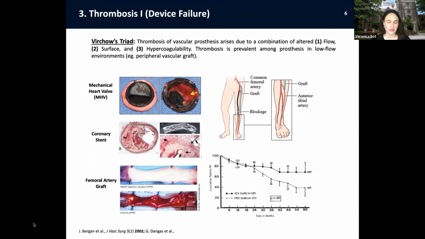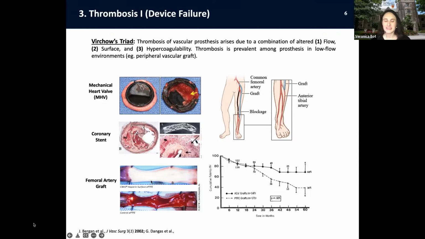Thrombosis of vascular prosthesis is an ongoing issue in clinical practice. It not only undermines device function, but also introduces risk to the patient. So in some cases, if it's a peripheral complication, this can result in limb loss. This can also result in death. So this is another problem in the cascade of problems presented by cardiovascular disease.